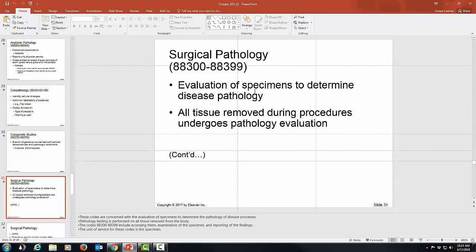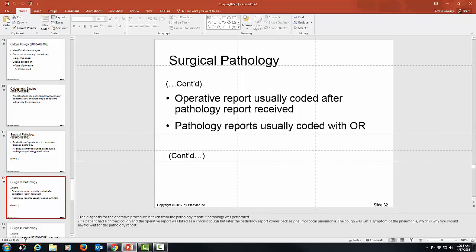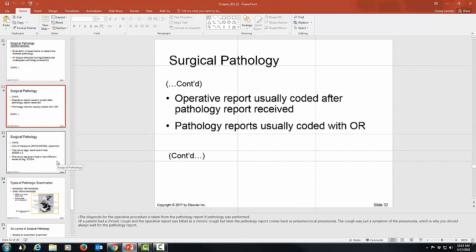Surgical pathology is the evaluation of specimens to determine disease pathology. All tissue removed during procedures undergoes pathology evaluation. The operative report is usually coded after the pathology report is received. Pathology reports are usually coded in the ER, while the operative report covers why the operation is going on. So if a patient had a chronic cough and the operative report was billed as chronic cough, but later the pathology report comes back as pneumococcal pneumonia, the cough was just a symptom. That is why you should always wait for the pathology report, because as we've learned in the past, you don't ever code the cough if you have a diagnosis that includes that cough.